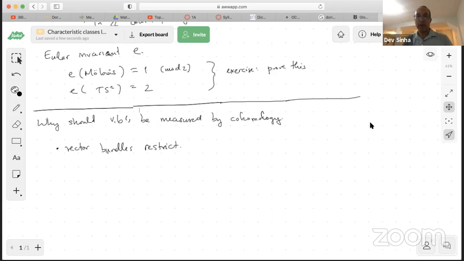We're going to play some games, though, that say, okay, the equator has its own tangent bundle, and let's compare that ambient tangent bundle from S2 to the tangent bundle of the equator. In any case, let's not go there right now. Let's just say vector bundles restrict.